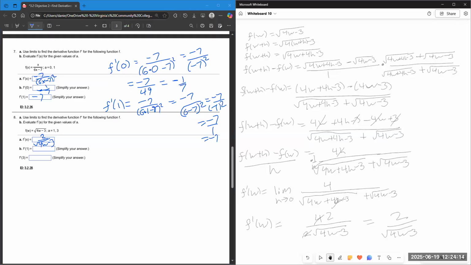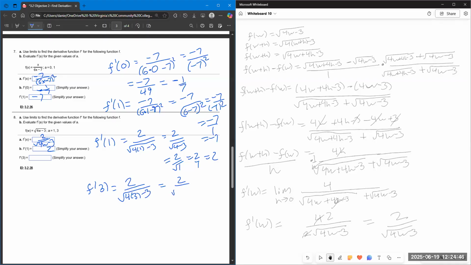No, they did not. So let's go ahead now and say f prime of 1 is 2 over root 4 times 1 minus 3. 2 over root 4 minus 3, that's 2 over root 1. 2 over 1 is 2. f prime of 3 is 2 over root 4 times 3 minus 3, which is 2 over root 12 minus 3. 2 over root 9 is 2 over 3. And that's where we'll stop for this video.